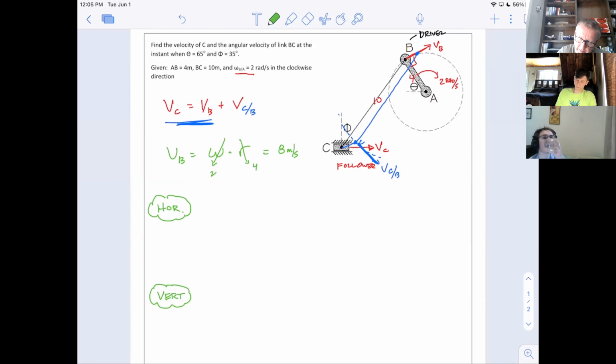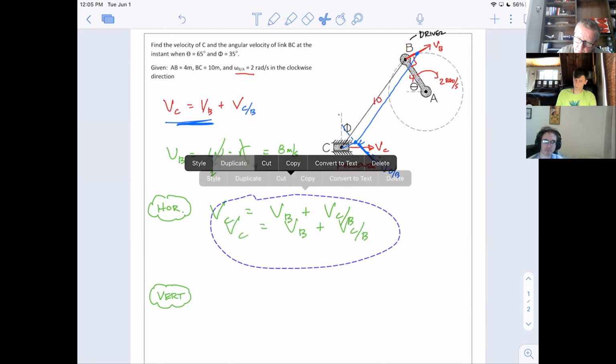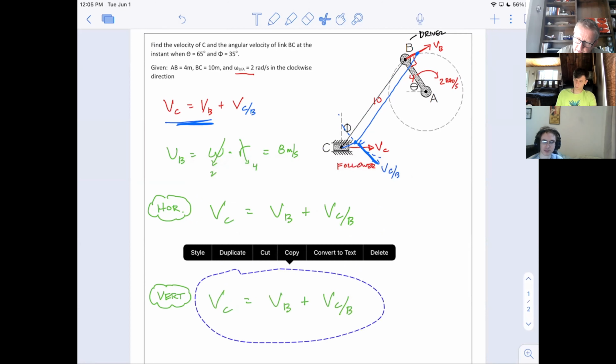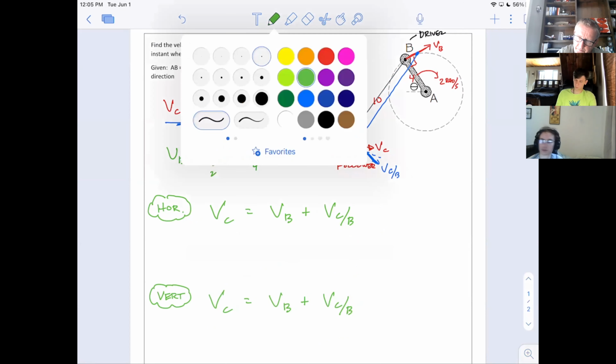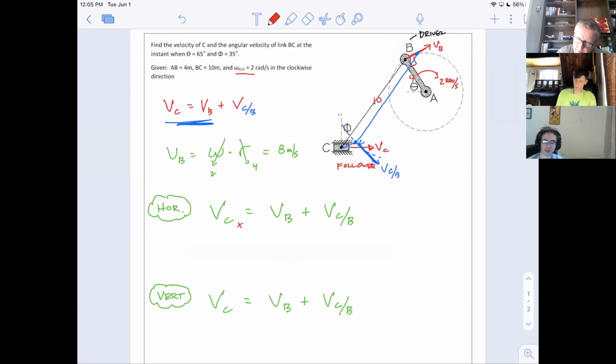So horizontally, and again, all I'm really doing is just saying, well, let's rewrite our equation. Velocity of C equals velocity of B plus velocity of C with respect to B. I'm just writing those equations. The only thing I'm doing different is coming back and saying, we're talking about X, X, X, and we're talking about Y, Y, Y.